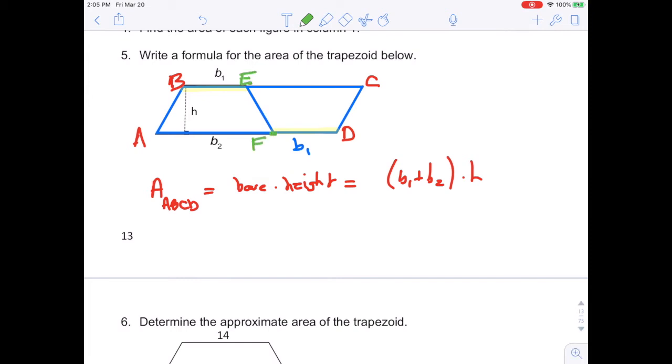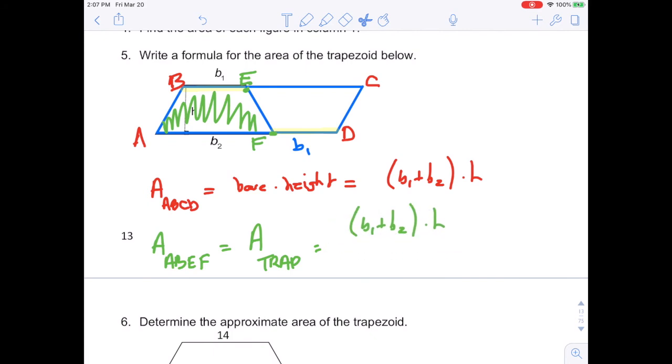If we then just want to look at the trapezoid shaded in green, labeled ABEF, the area of ABEF, which is the area of a trapezoid, should be 1/2 the result we have from above, the parallelogram.